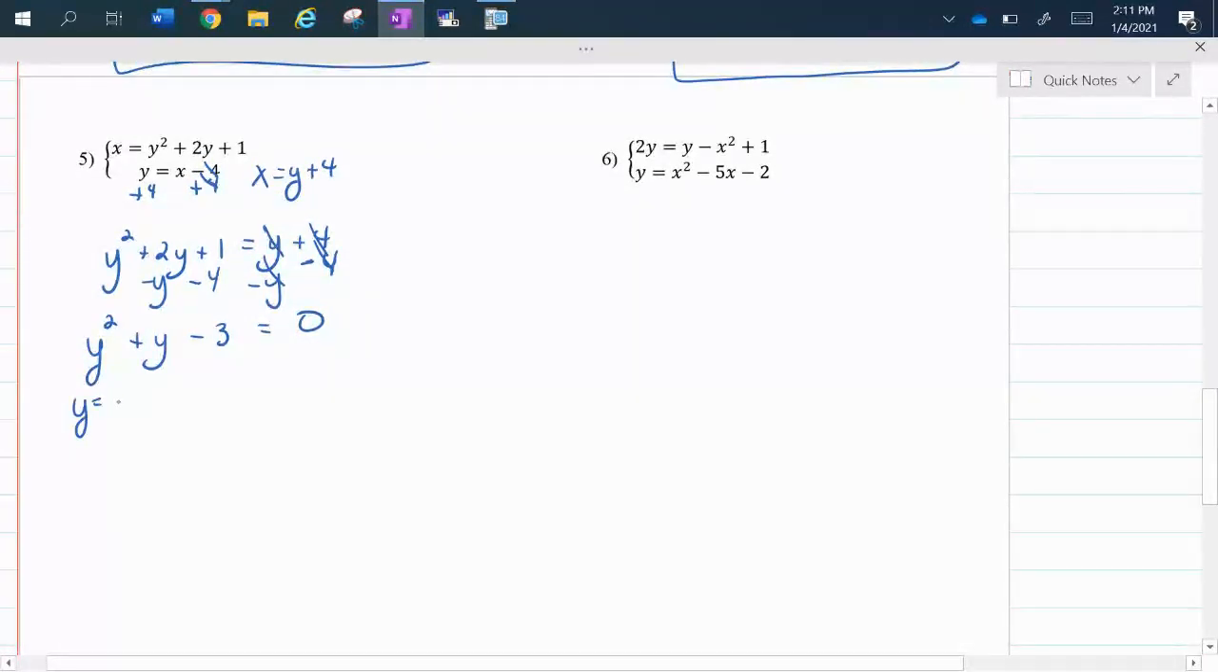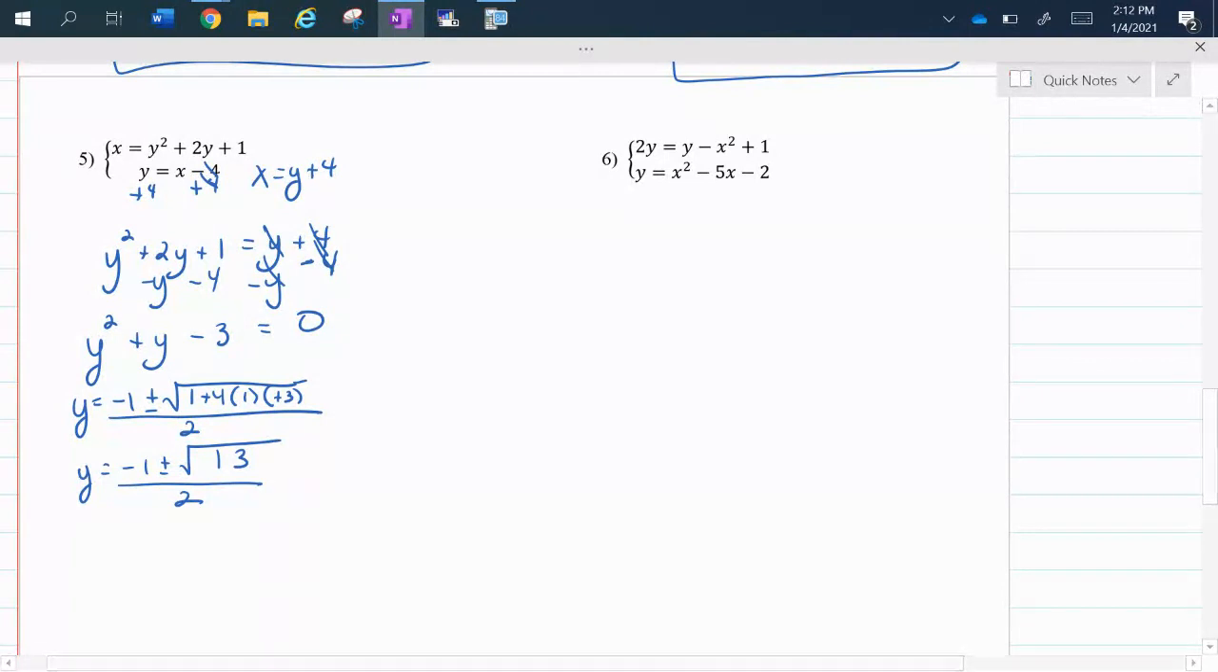So I'm going to say y equals negative b plus or minus the square root of b squared minus 4ac. Never forget our quadratic formula, all over 2a. Negative b plus or minus the square root of, let's see, that's going to be 1 plus 12. So that's going to be 13 all over 2. So I get 2 solutions, 2 again, but they're irrational. That's okay. So I know that x is equal to y plus 4. So x is equal to negative 1 plus or minus the square root of 13 all over 2 plus 4.